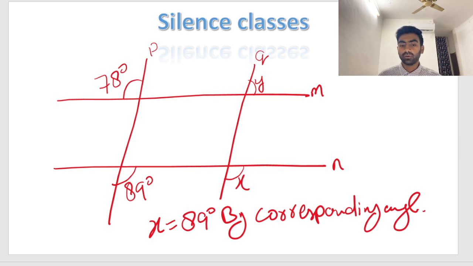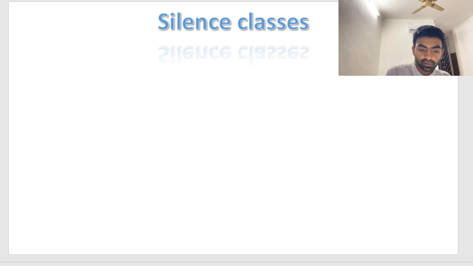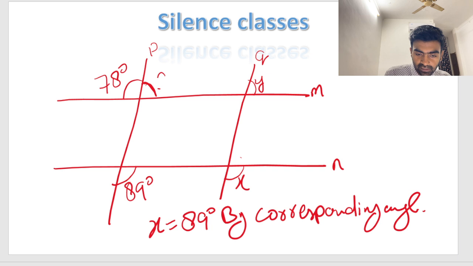Now we have to find the value of Y. For finding Y, we have many approaches. If we find the value of this angle, then this one and this one are equal by corresponding angles. Let's do it using this one. Let's say this is a 180 degree line. By using the linear pair of angles we will find it out. Let's take it as A.